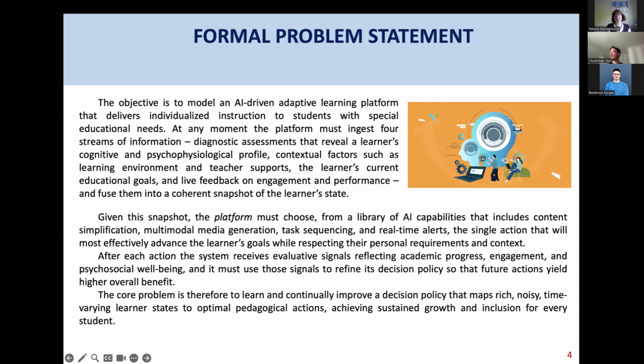Each decision is followed by system-level feedback, evaluating learning outcomes, emotional engagement, and psychosocial well-being. This feedback is essential for updating the platform's decision-making policy, ensuring the future actions generate greater value. The core challenge, therefore, lies in designing a system that can continuously learn and refine its policy for mapping complex and variable learners' data to effective strategies promoting long-term progress.